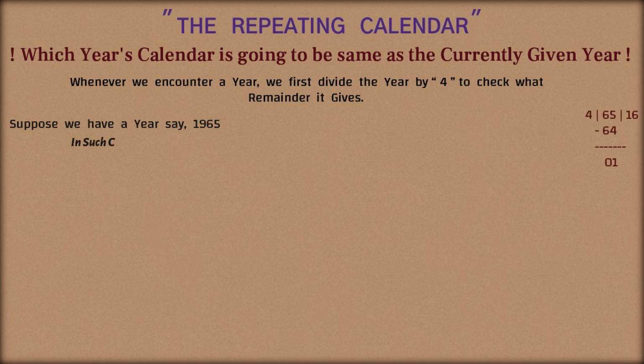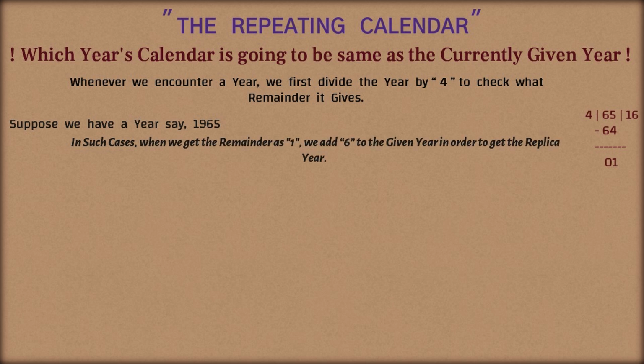And in such cases, when we get the remainder as 1, we add 6 to the given year in order to get that year which will have the exact same calendar as the given year. As in this case, the year we took was 1965, so adding 6 to it, we get 1971, whose calendar will be an exact replica of 1965's calendar.